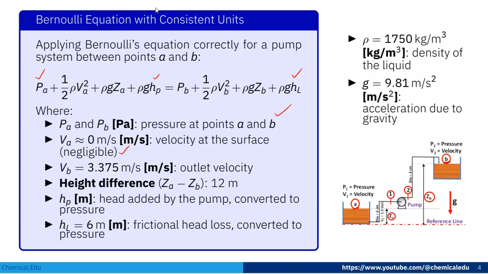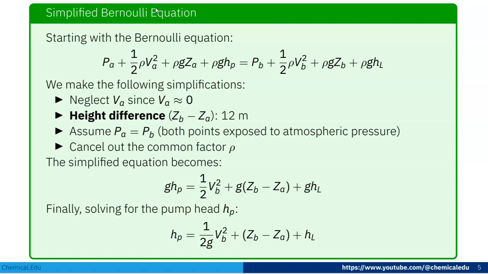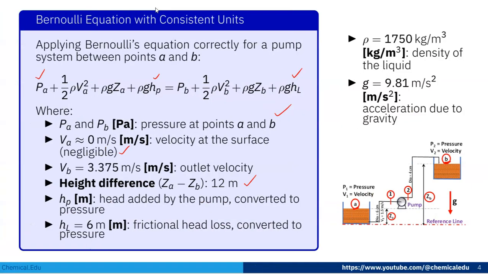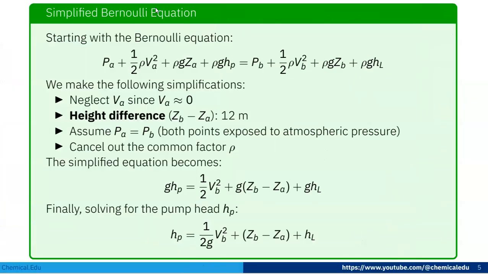The height difference between ZA and ZB is 12 meter, and HP is the head added by the pump, converted to pressure. HL is the 6 meter frictional head loss, converted to pressure. Now both points A and B are open to atmosphere. So PA is equal to PB, VA is equal to 0, and ZB minus ZA is 12 meter. Assume PA is equal to PB, both points exposed to atmospheric pressure. So cancel out the common factor P. This term will be canceled out, and this term will also be canceled out.